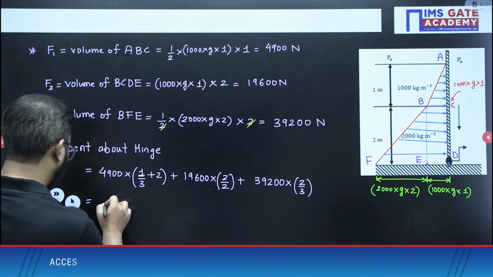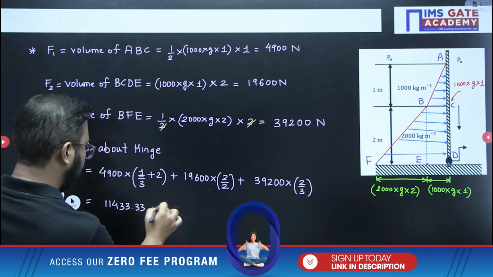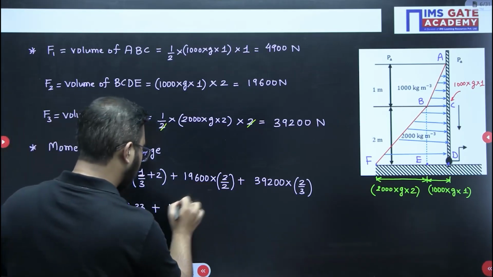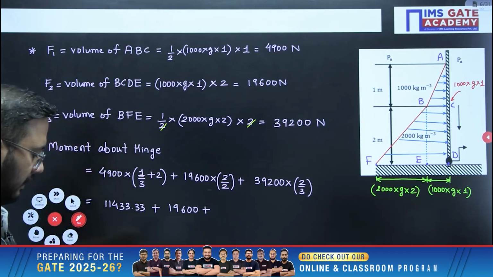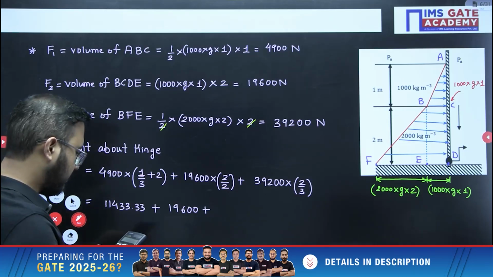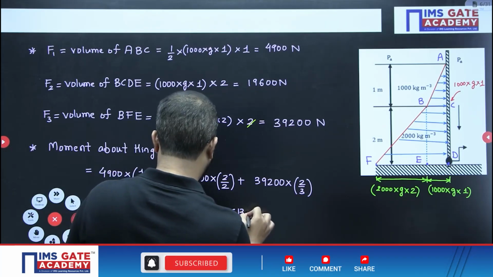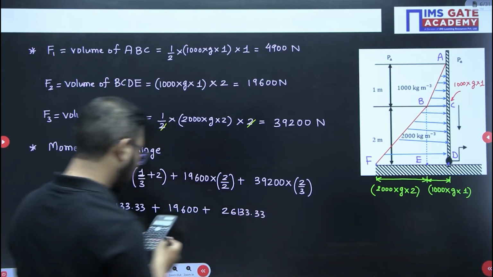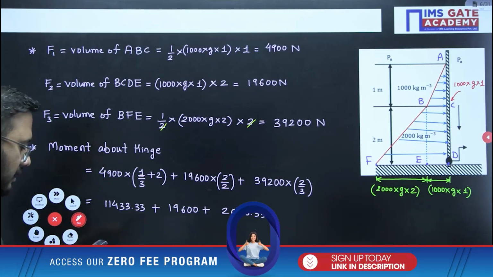Right. So this is coming as 11,433.3. Then we have 196.00. Okay, it will be as it is because the value will be 1. And then we have this one value, 392.00 into 2 divided by 3. So 196.00. So this value we will be writing first, 2613.33. So in this one 196.00 plus 114.33.33 it is there. So it is coming around like this.